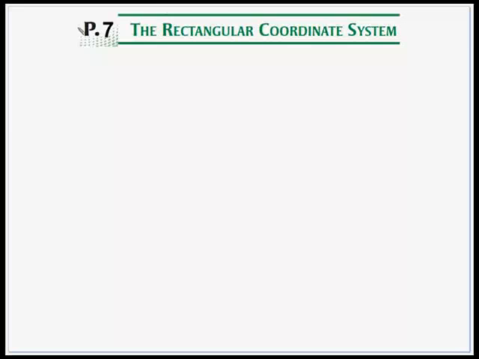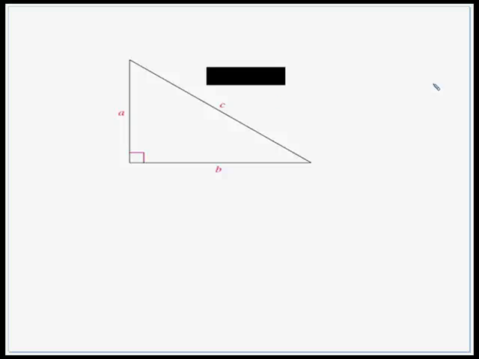Alrighty, in this short video we're going to wrap up Chapter P, the prerequisites for pre-calc, with section P-7, the rectangular coordinate system. And before we start talking about that, let's think back to geometry. Here I have a triangle, and you might notice down here in the corner we have this going on. I hope you remember that means that's a right triangle.